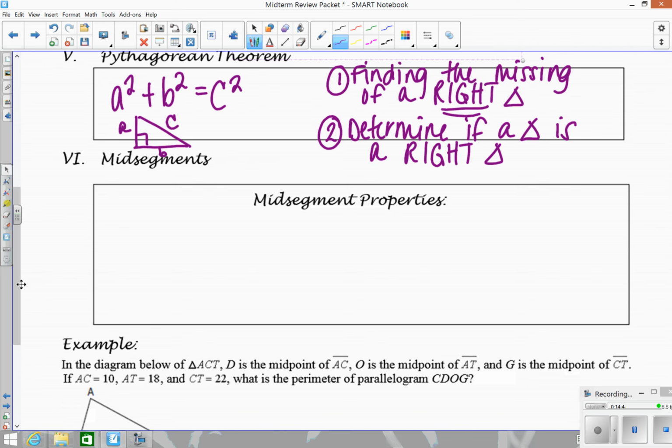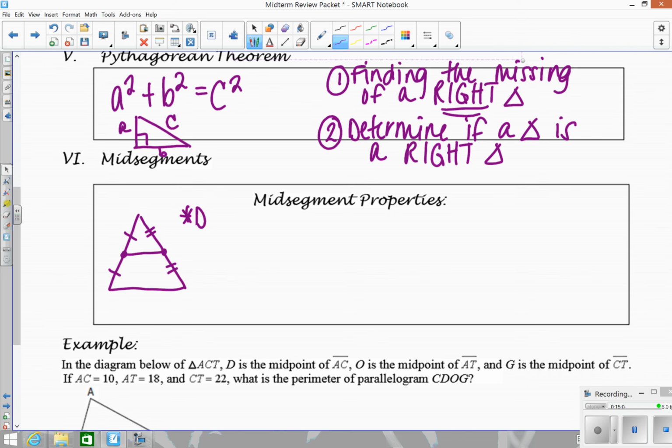The next thing we talked about was a mid-segment. So a mid-segment's a special segment in a triangle. Let's just look at a picture. A mid-segment is a segment that connects to the midpoints of a triangle. So this segment here would be the mid-segment, and these two sides would be congruent. So it connects to two midpoints.